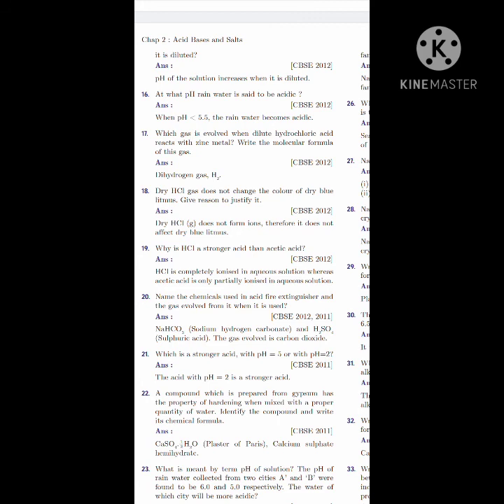Okay, and name the chemicals used in an acid fire extinguisher and the gas evolved from it when it is used. The answer is sodium hydrogen carbonate and sulfuric acid. The gas evolved is carbon dioxide. Okay, so the same common gas is evolved.